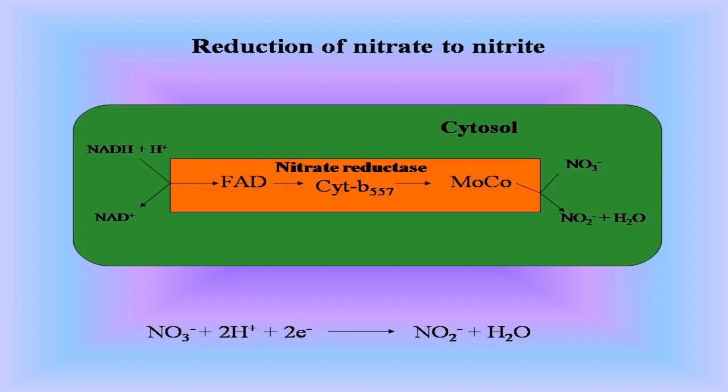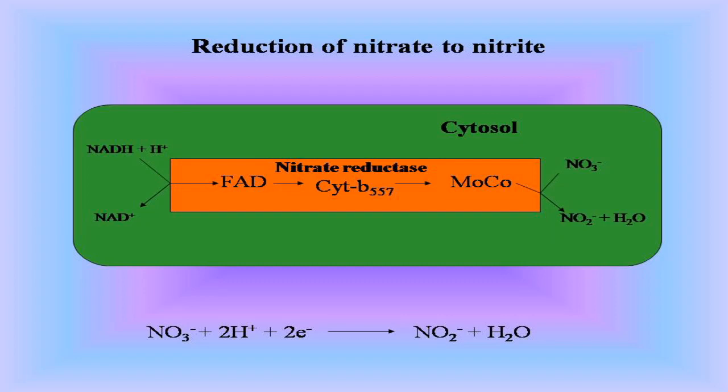In this video, let us talk about the process of how nitrogen assimilation takes place within the plants. As said earlier, this nitrogen is taken up by the plants in the form of nitrate. So let us see here how this reduction of nitrate to nitrite takes place. It is in the cytosol or the cytoplasm where this nitrate is converted to nitrite.